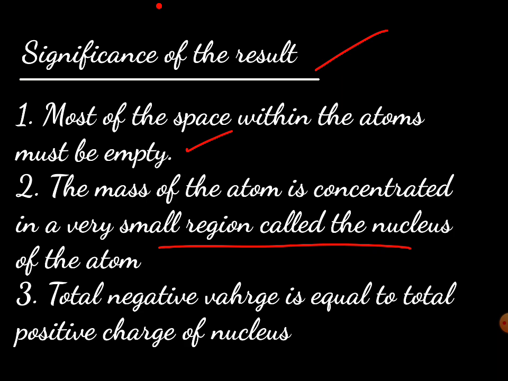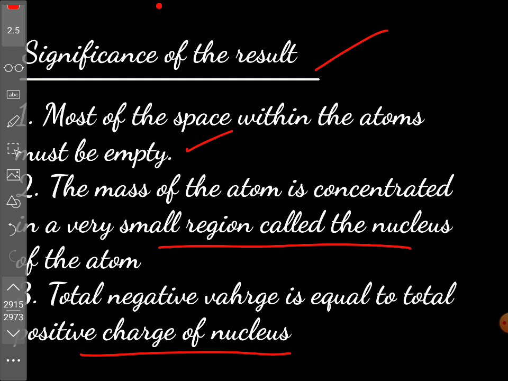You can imagine how small the nucleus is: if your room is the atom, the tip of a needle will be the nucleus. This is almost the ratio of the atom and the nucleus. And the total negative charge is equal to the total positive charge of the nucleus, and therefore the atom is electrically neutral and stable.